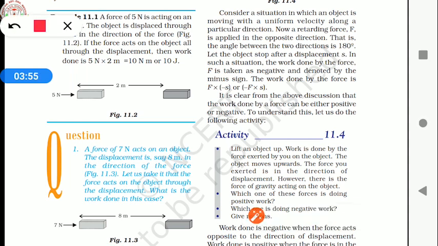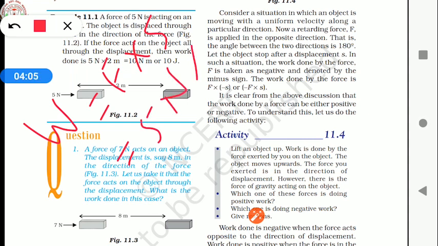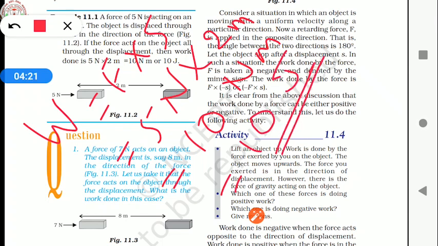You know that work done, W is equal to force into displacement. Here what is the force? 5 Newton, and the displacement is equal to 2 meters. So 5 2s are 10 Newton meter, or it is also known as 10 joules. 1 Newton meter means 1 joule. So here the work done is equal to 10 joules.